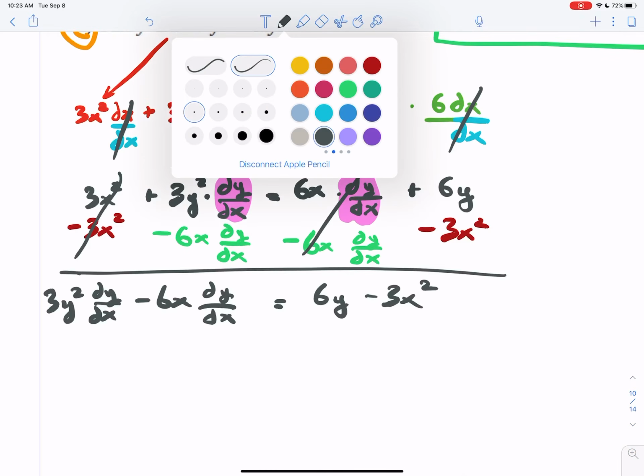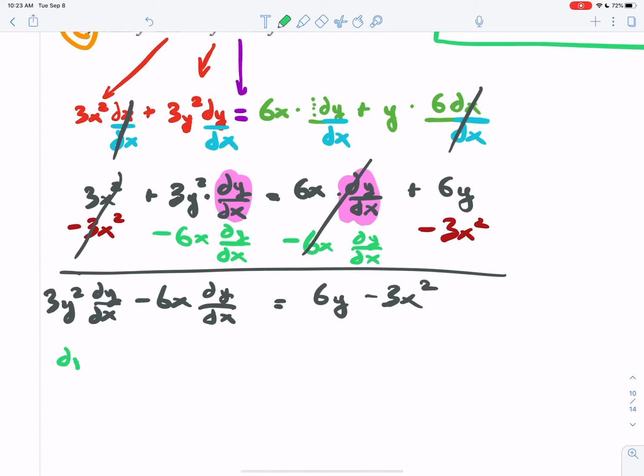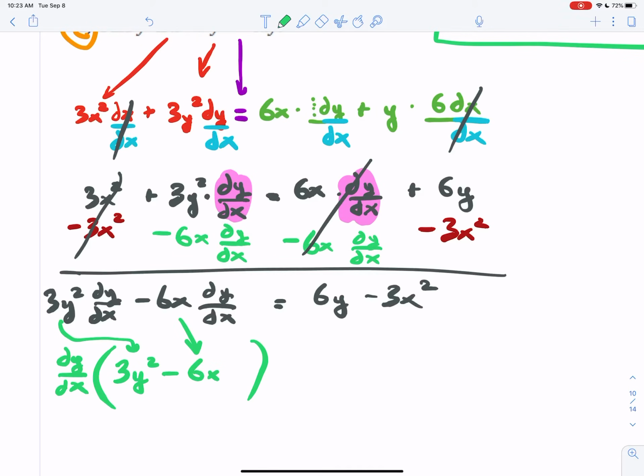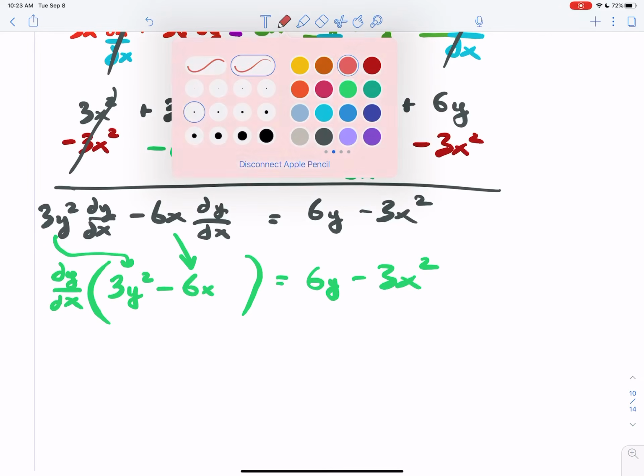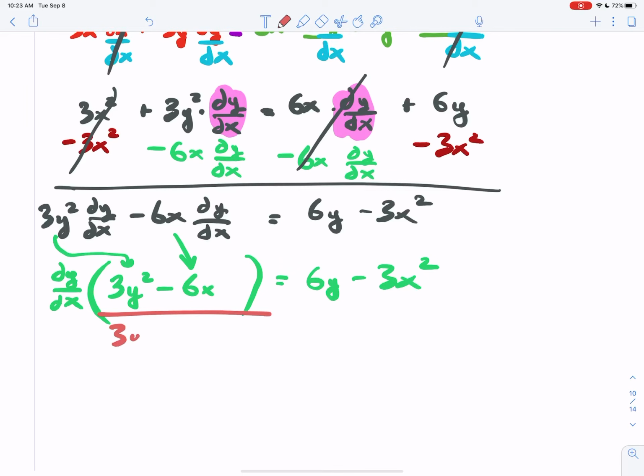What this allows you to do now is factor out a dy/dx because they have it in common. If you take out a dy/dx, you're going to be left with 3y squared minus 6x. The right-hand side, we're going to leave alone. How do I get dy/dx by itself? You divide that over. It's messy, but who cares? It's not our job.